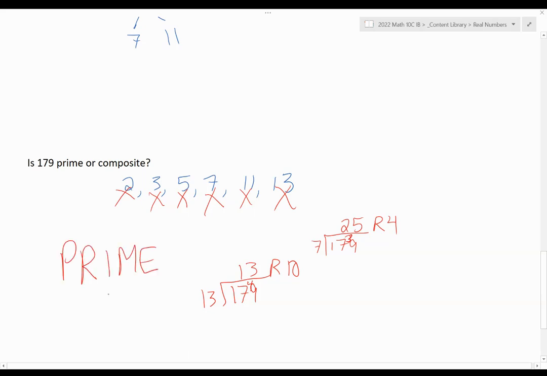If I found a single factor, it wouldn't matter if there were more factors. As soon as I find a factor other than 1 or 179, I can conclude that the number is composite. But if I'm going to conclude that it's prime, I have to test it with every prime factor less than its square root.